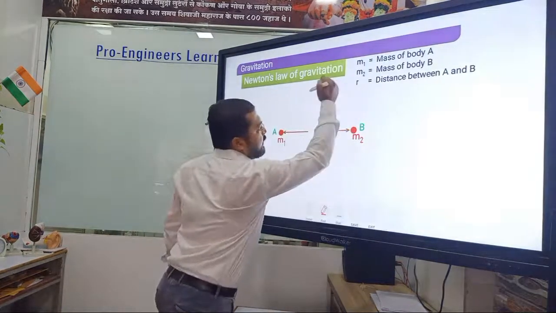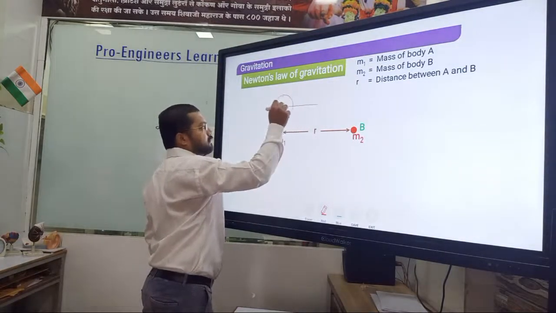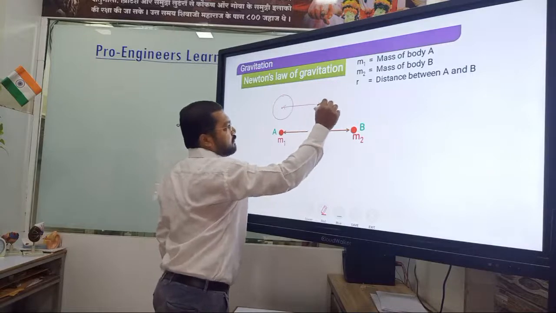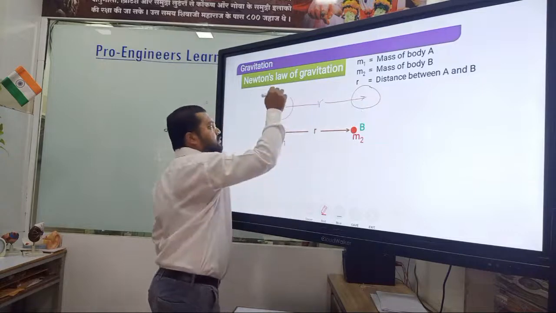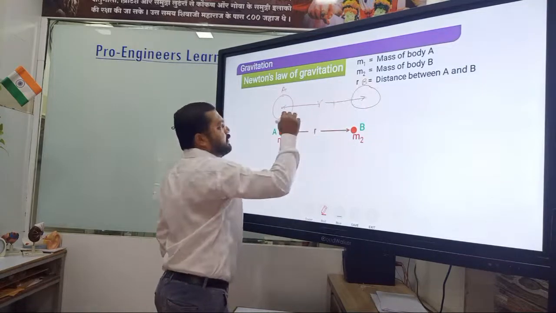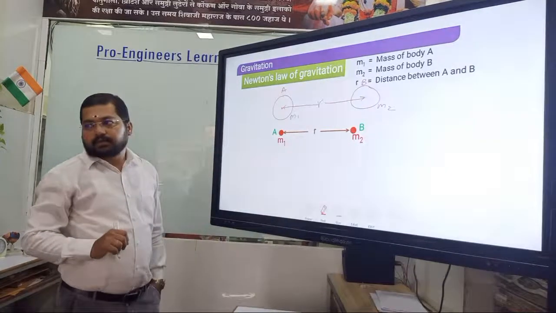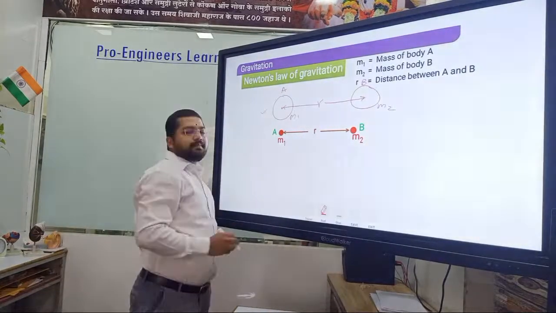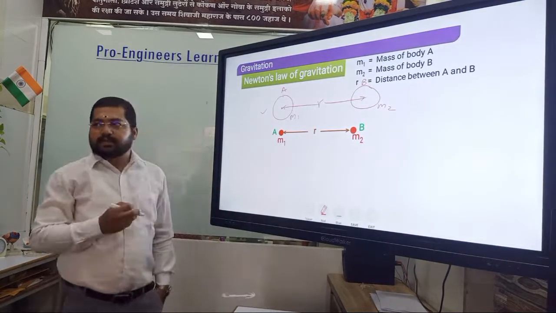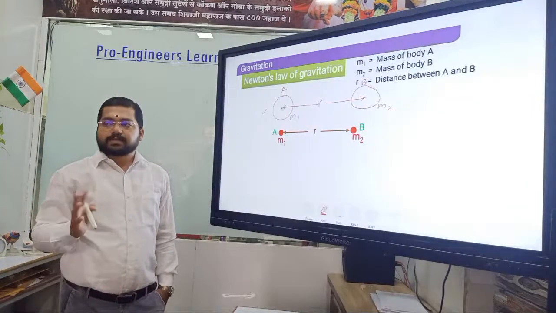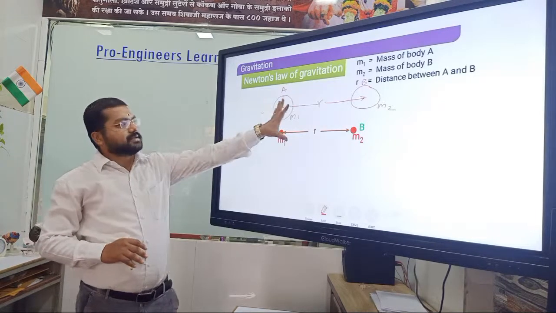So how would it be? Here is object A, object B, m1, m2, and the distance is r. This is the correct diagram, right? Now, if you ask, sir, why then is the representation like this? Because in presentations or PPT, we have some restrictions, so that's why we have a picture like this. But actually, in the examination, this diagram is needed.